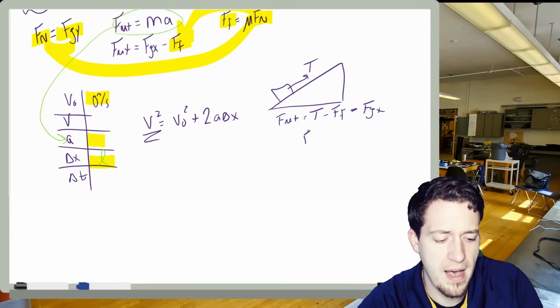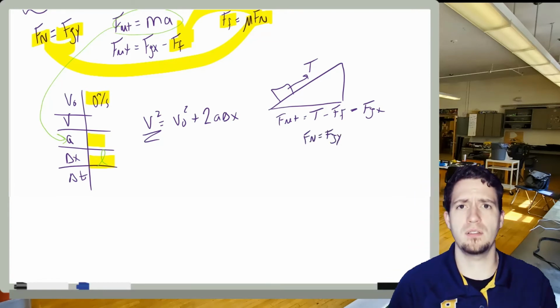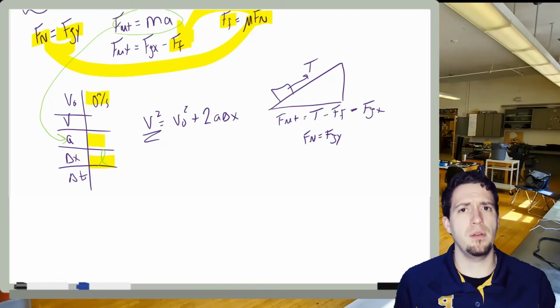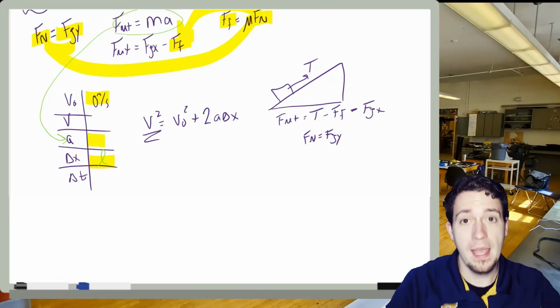And I would still have the normal force be equal to FGY. So be careful with that. FGX is always down the ramp. It's not always accelerative. It's always down the ramp.